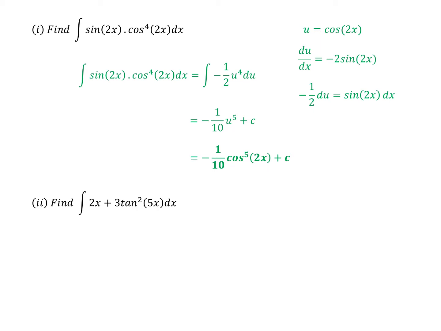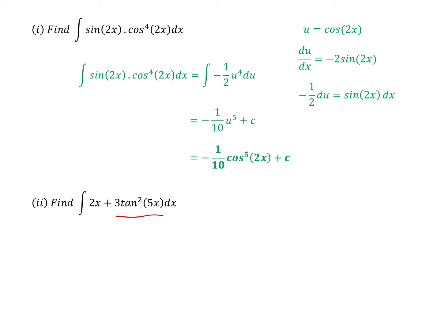Now we want to integrate 2x plus 3 tan squared 5x. Well, the 2x part is not too difficult, shouldn't be. But we need to integrate tan squared. Well, we can integrate tan. The integral of tan is sec squared. But what about the integral of tan squared?